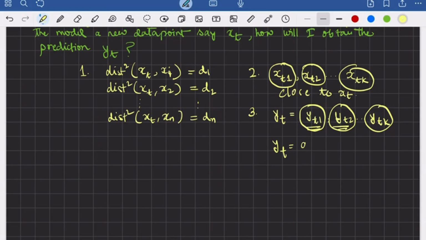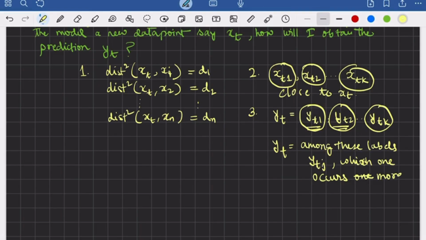So among these labels, say ytj, which one occurs more? If 0 occurs more, then we will say it is 0, or if 1 occurs more, we will say yt is equal to 1. So this is what the whole prediction is all about.